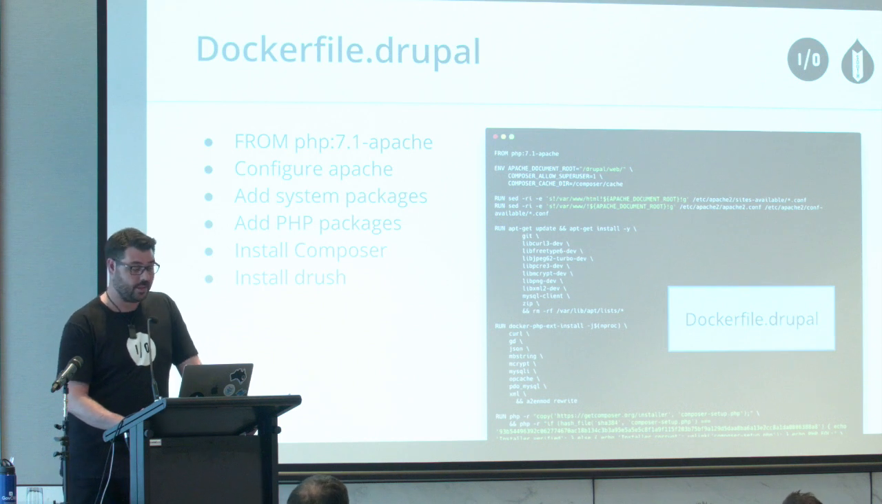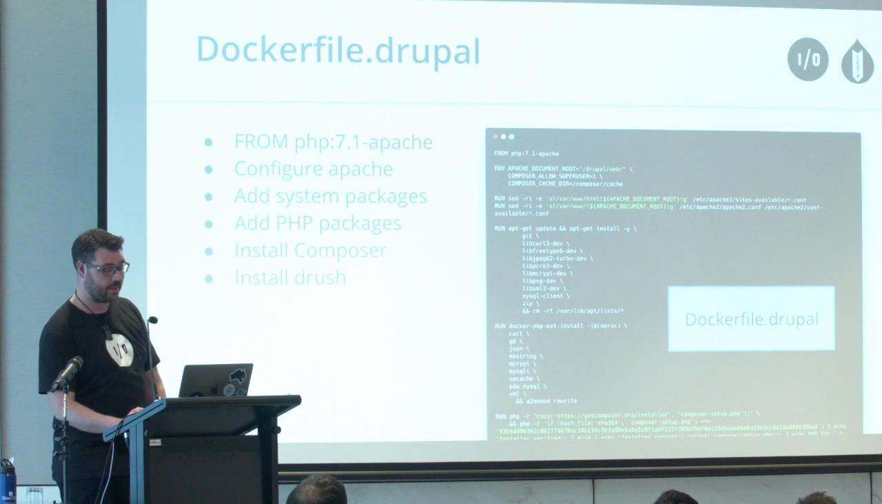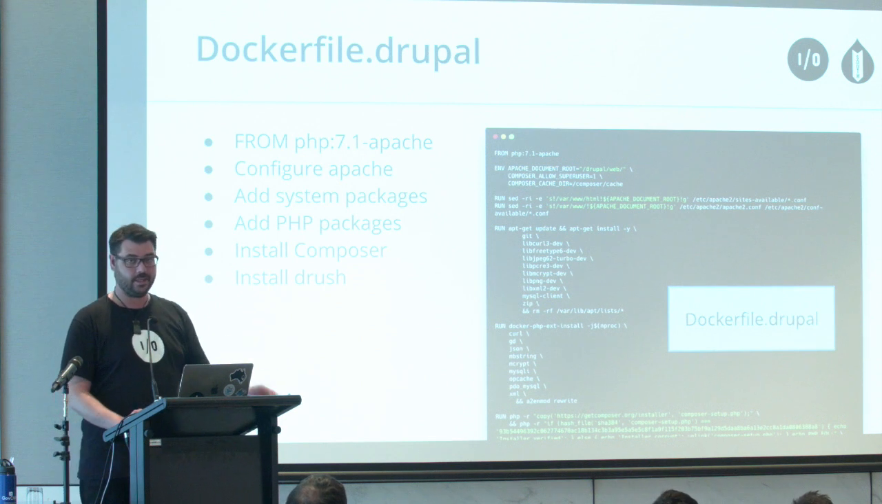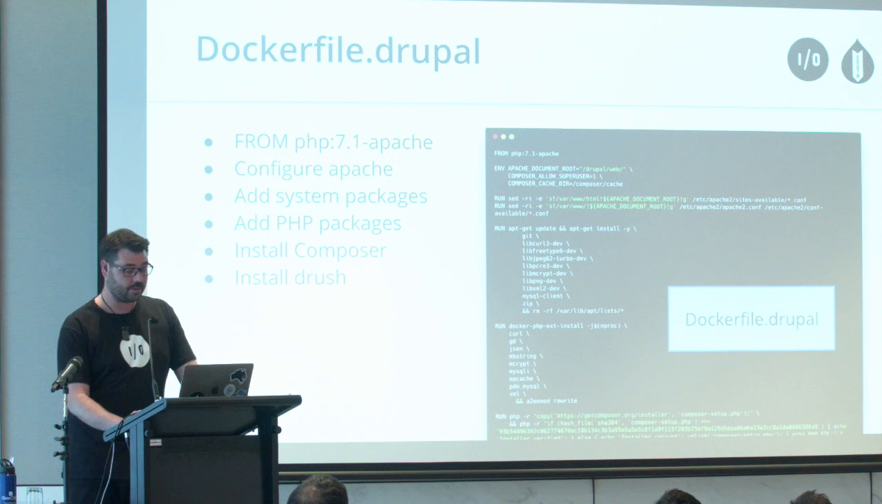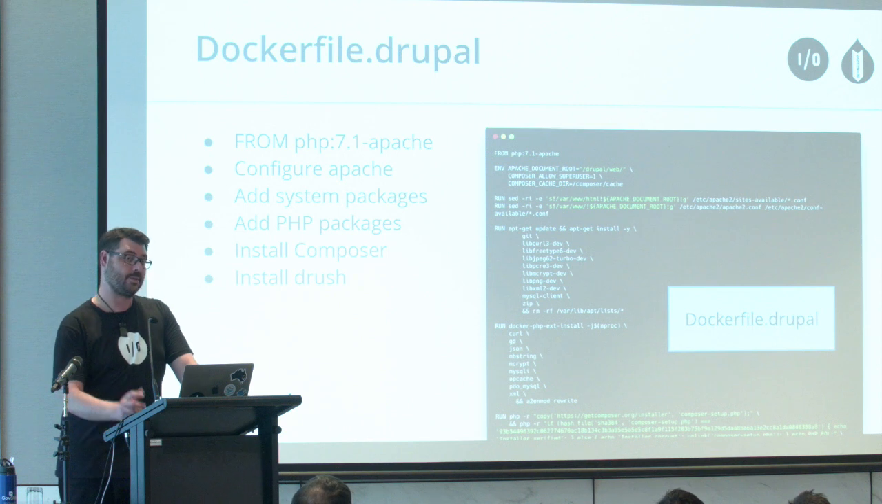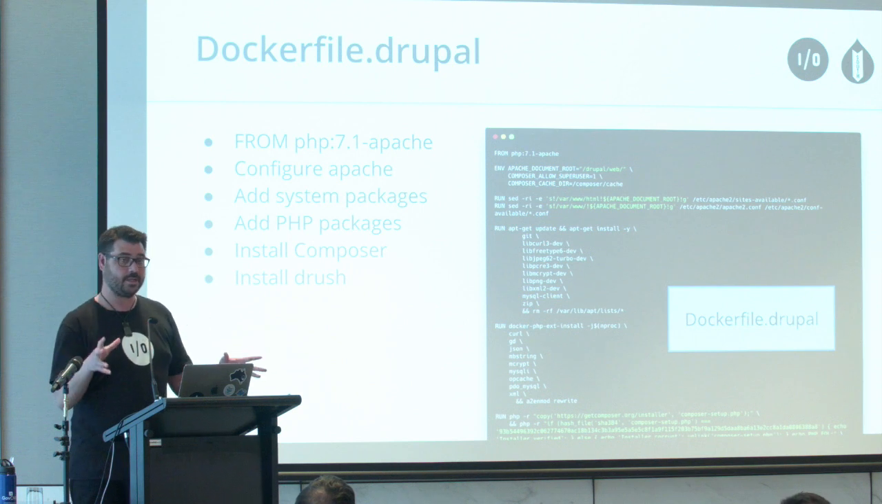So the Dockerfile.Drupal, basically, what we do is take the PHP Apache image, we configure Apache, add some of the system packages that you need for Drupal, add PHP packages required for Drupal, we install Composer, and we install Drush. And so that's going to be the same base process that we use for both Drupal 7 and Drupal 8.